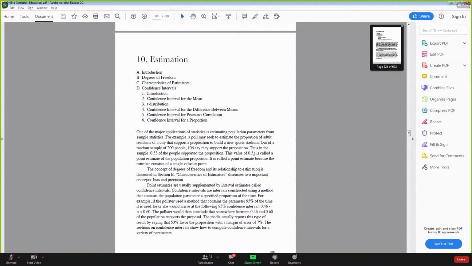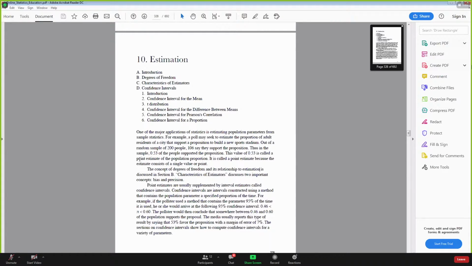And this number, 0.53, is an estimate, or point estimate, of the population proportion, right? So what are we talking about here? You have the entire population of a city. For example, in Wrocław, it would be, I don't know, let's say 700,000 people. And then some of them support building a new stadium and some do not.